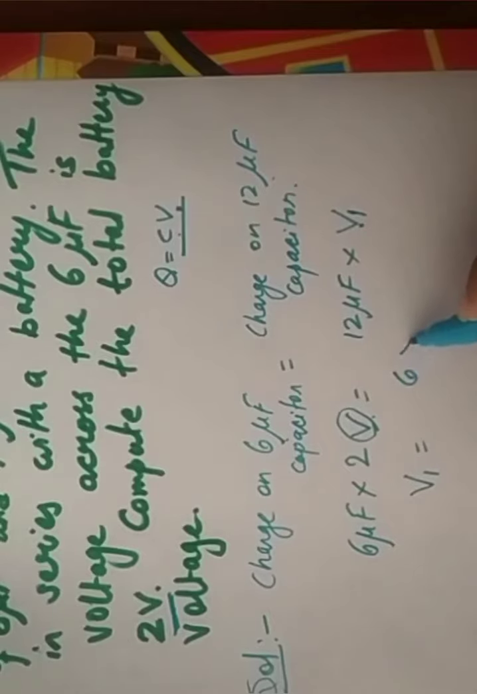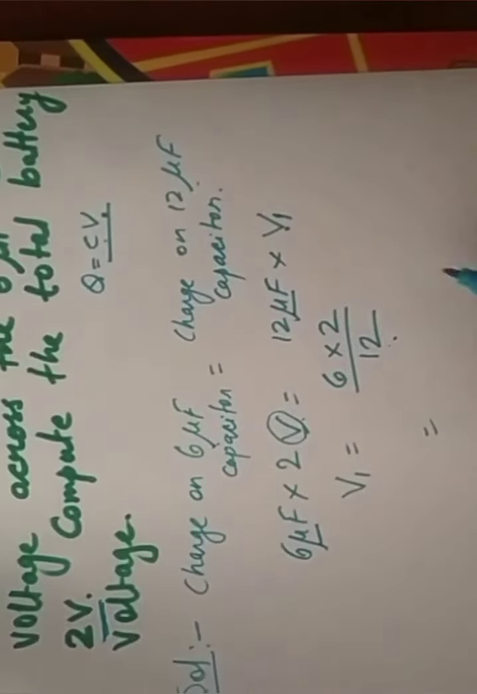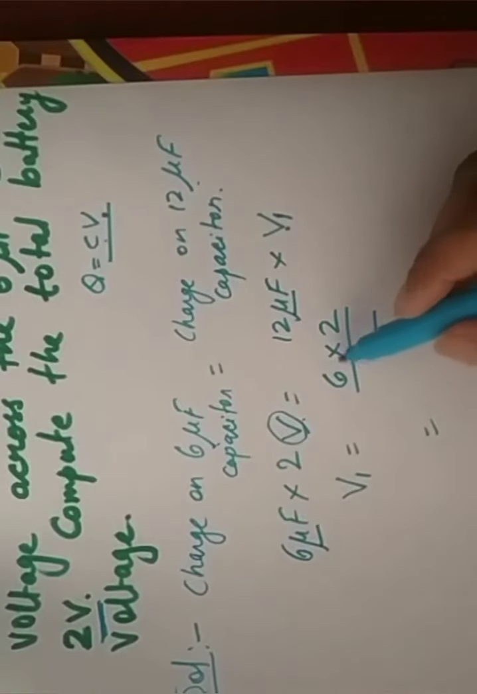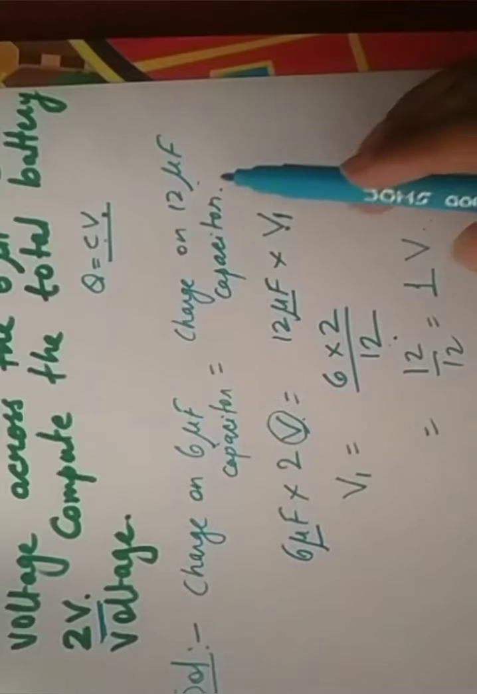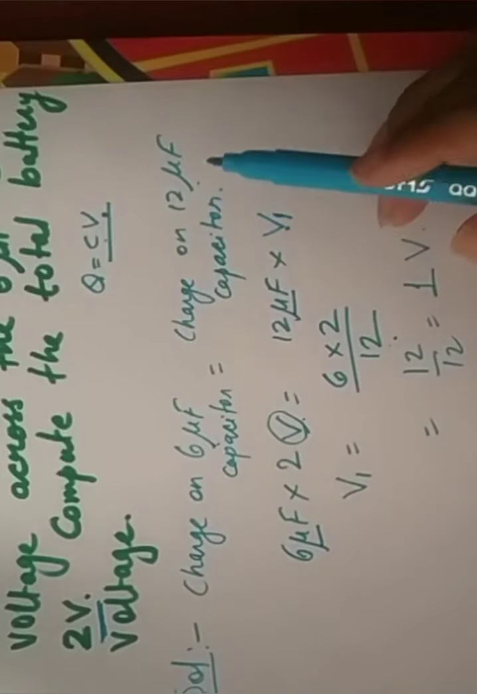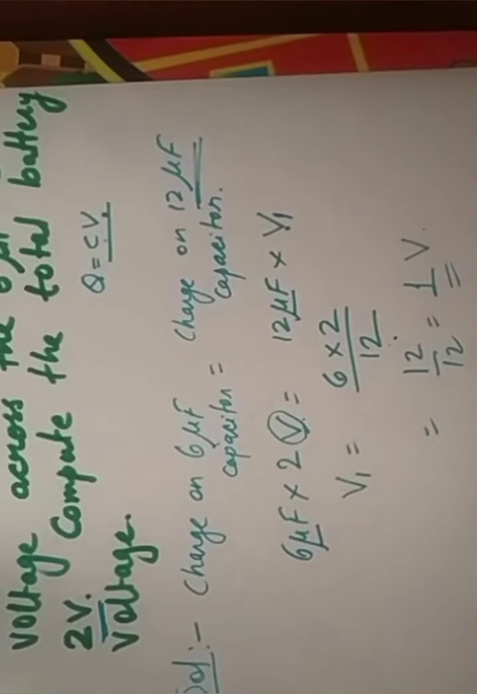V1 will come out to be 6 into 2 divided by 12. Here there is no need of converting microfarad into farad, because you can see that both are getting cancelled as they appear in the numerator and denominator. So no need of converting into the standard unit, that is farad. On solving, 6 into 2 upon 12 is equal to 1 volt. So the voltage across the 12 microfarad capacitor is equal to 1 volt.